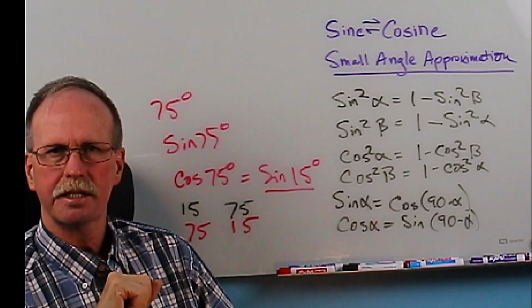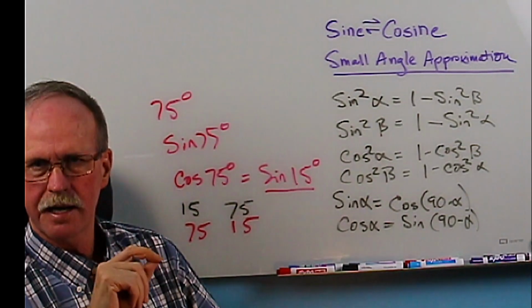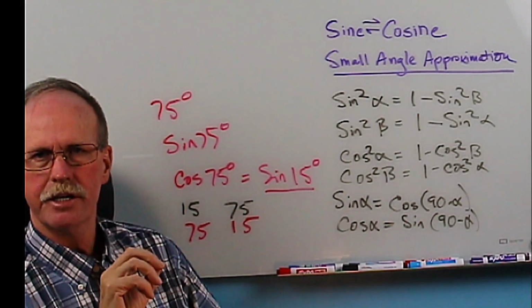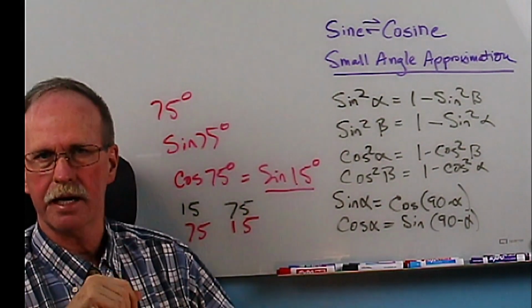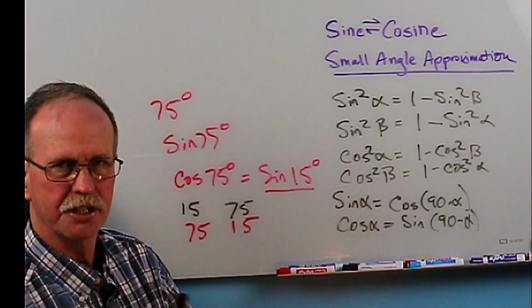So let's go over to the desk and do this on the Aristo slide rule so you can see the relationships, and then we're going to come back and talk about something called the small angle approximation. So let's go over to the desk.